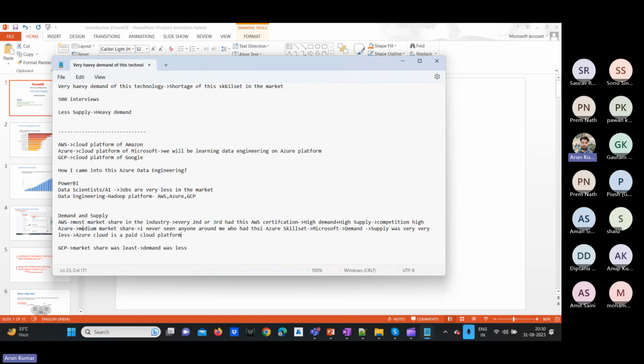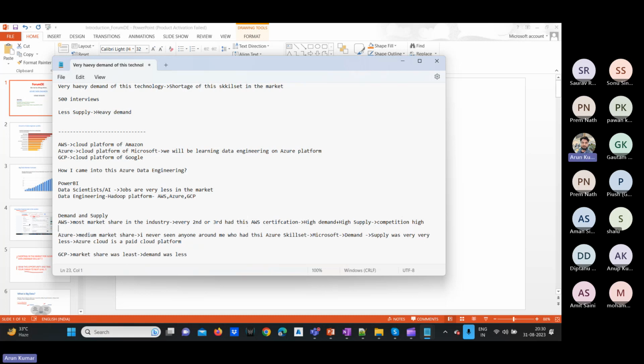Are you getting my point? Still, even today, not many years have passed. It is a new, nascent technology. And this is the right time to learn these technologies, because there are very few candidates in the market who know this Azure cloud platform.